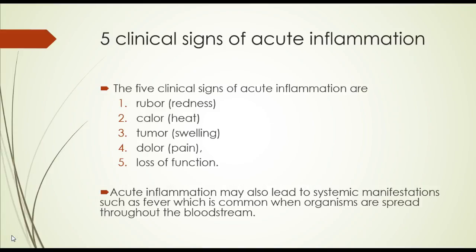You should be aware of the 5 clinical signs of acute inflammation, and they are: 1, rubor, or the redness. Again, we're getting that high volume of blood sent to that area, which gives it that tinged red look. Calor, or heat, and again the amount of blood going to that area will cause heat. Tumor, or swelling, dolor, or pain, and then a loss of function of that bodily area while it's healing.